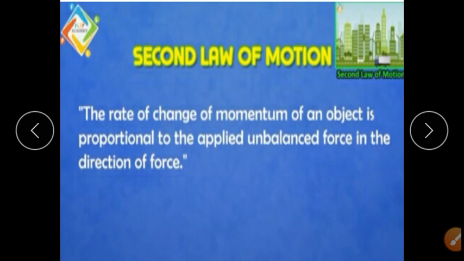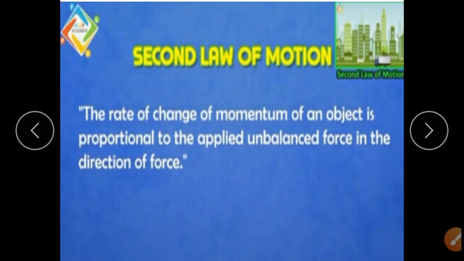It states that the rate of change of momentum of an object is proportional to the applied unbalanced force in the direction of force. Once more I will read. The rate of change of momentum of an object is proportional to the applied unbalanced force in the direction of force. So simply we can say the rate of change of momentum is proportional to unbalanced force. It is the law.